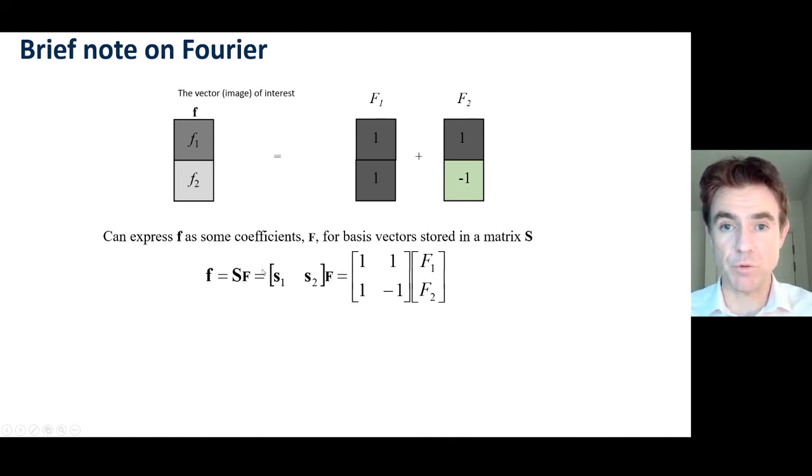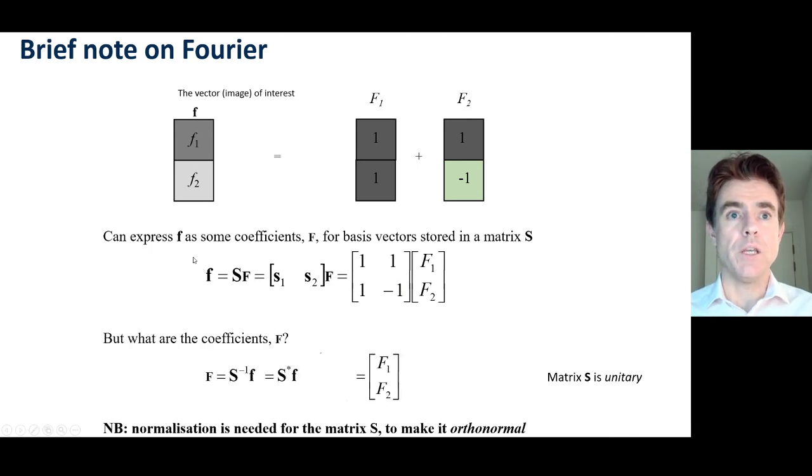So this is just expressing our vector f as a superposition of sinusoidal functions. Spelling that out then, there's the 1, 1 for the 0 frequency and 1, minus 1 for the Nyquist frequency. And we've got f1 times the first column plus f2 times the second column. Add them together, we get f. Fine. Okay, what are the coefficients? So let's take a look.